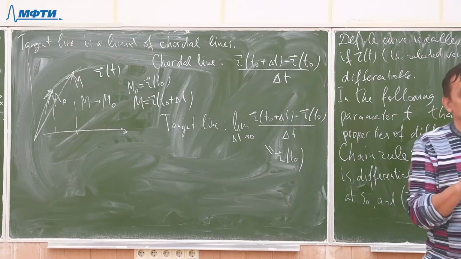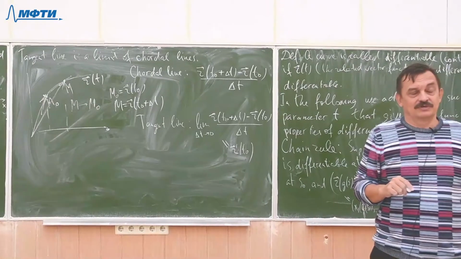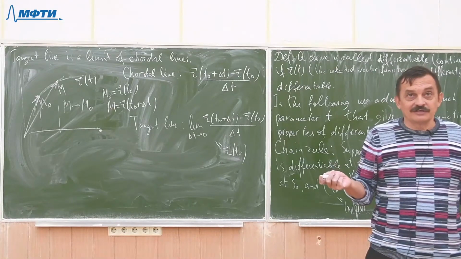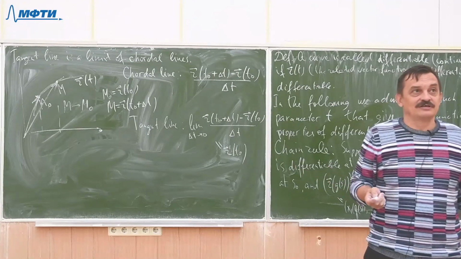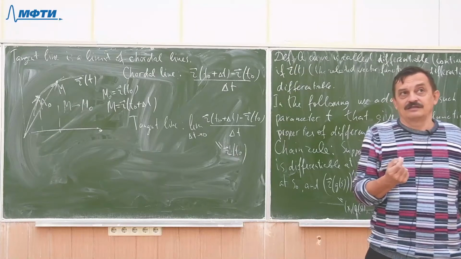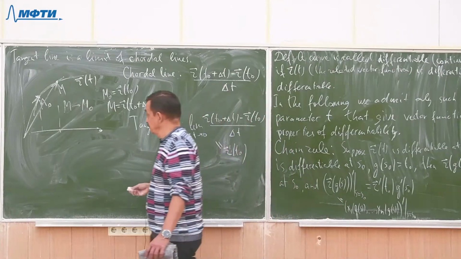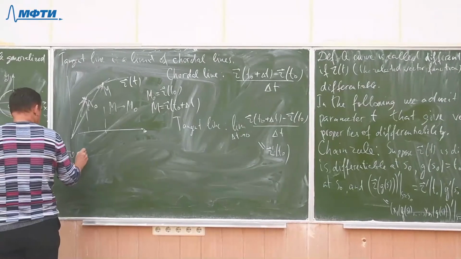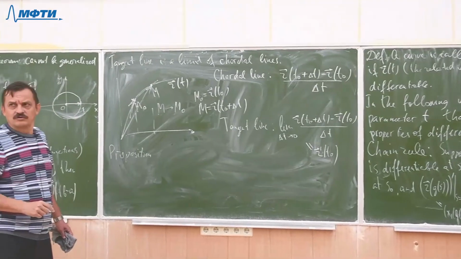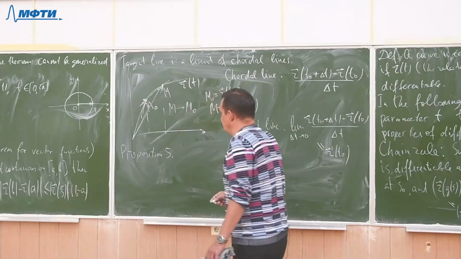But the direction of the tangent line is determined by this vector. But if this vector is 0, what about the direction? No direction, right? The zero vector has no direction. So if we want to consider a tangent line, then we need to suppose that the tangent line exists, and that is a proposition. Which number of proposition? I don't remember. 4? Today? 4? 5. Proposition 5. Ah, yeah, proposition 4 is here, yeah. Proposition 5.